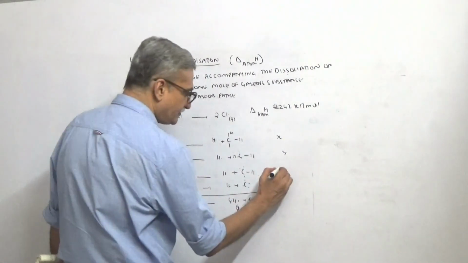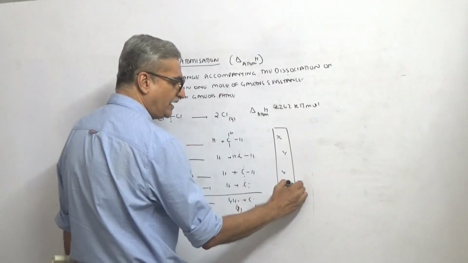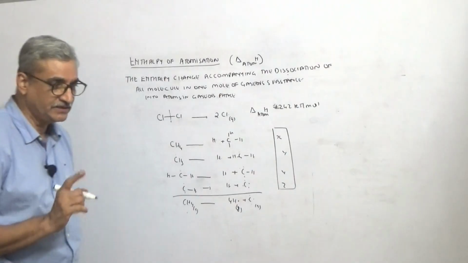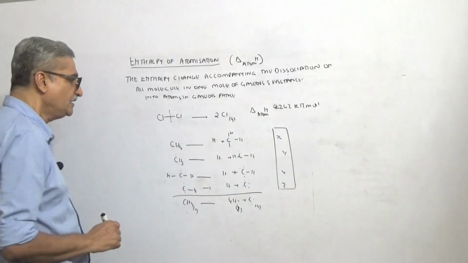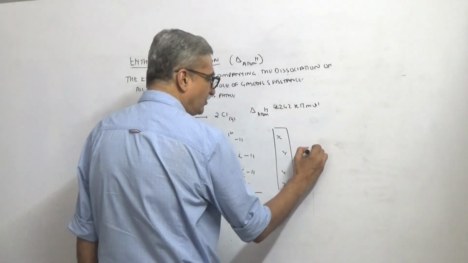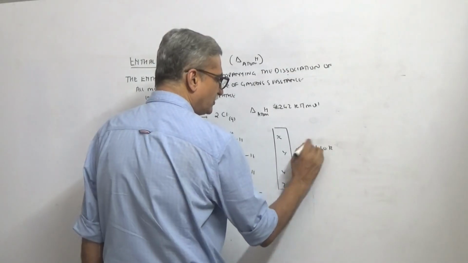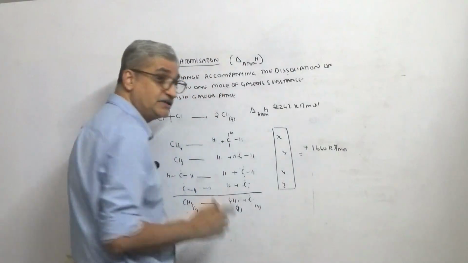So this is X plus Y plus Z. So the sum total of X plus Y plus Z will not be the same. First point is, each of these values is not going to be the same. Why? I'll explain. The sum total of these values is equal to plus 1660 kilojoule per mole.